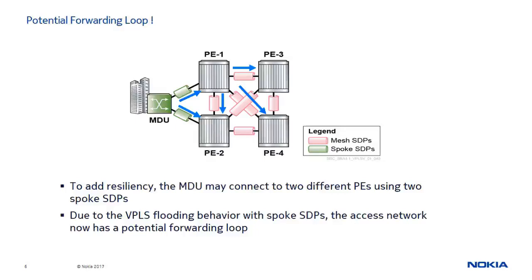Traffic arriving on the mesh SDP on router PE2 is then forwarded back to the MDU through the spoke SDP. The same applies to traffic arriving at PE2. As you can see, this creates a forwarding loop in the access network. For more details about SDP flooding behaviors, you can refer to the SRC Learning Essentials series video about spoke SDPs.